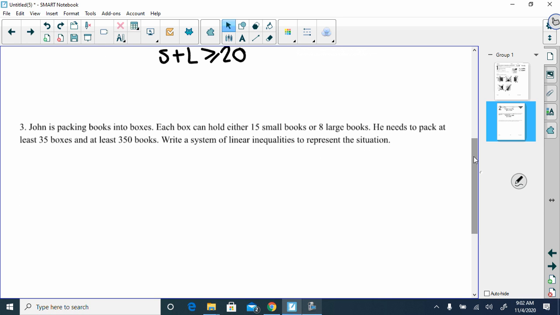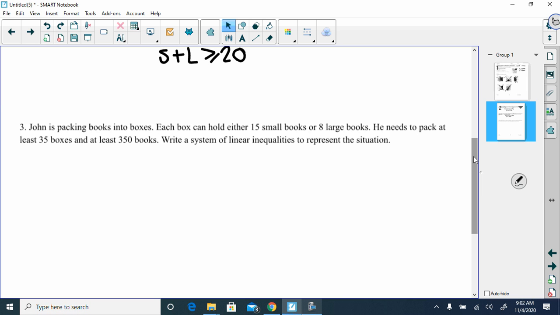Okay. And then last one says, John is packing books into boxes. Each box can hold either 15 small books or 8 large books. He needs to pack at least 35 boxes and at least 350 books. Write a system of linear inequalities to represent this situation. Okay, so these boxes either are going to be made up of small books or made up of large books, right? One or the other. But all together, that's going to tell us how many books we end up packing.